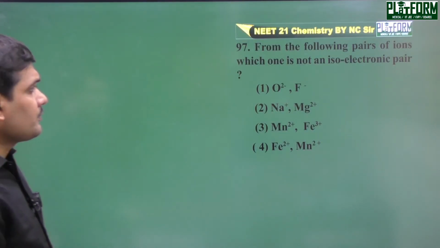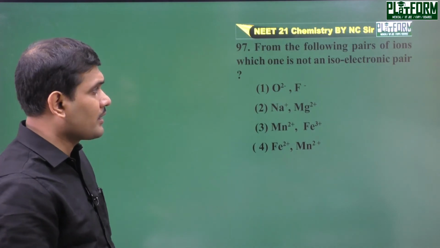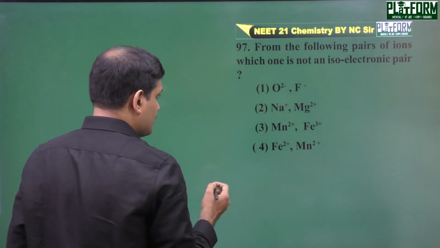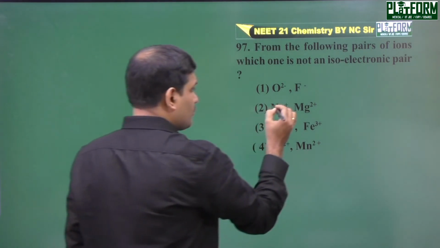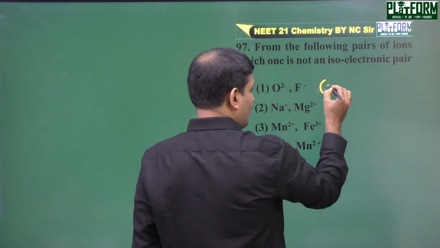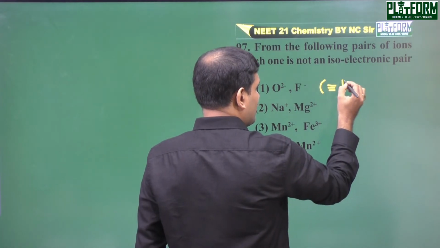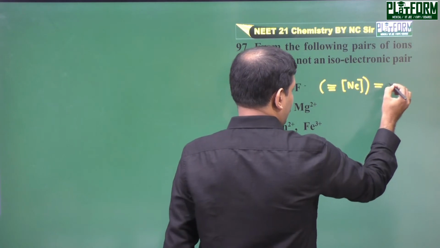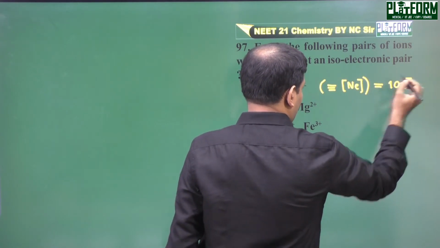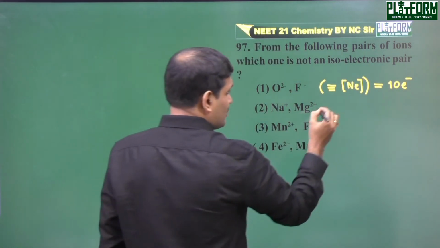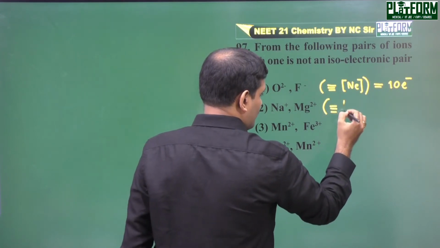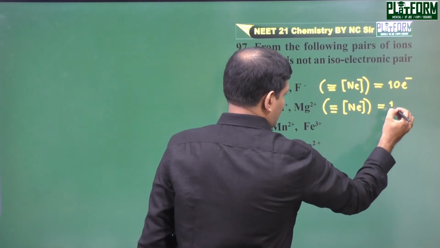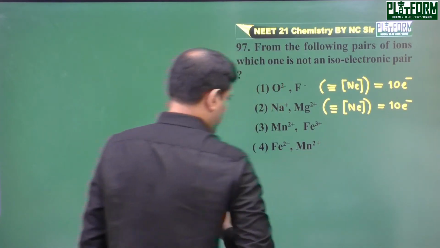Now, which of the following pairs of ions is not an isoelectronic pair? Isoelectronic means they have the same number of electrons. O2 minus and F minus both have the stable neon configuration, which means 10 electrons, so they are isoelectronic. Na plus and Mg2 plus also have the neon configuration with 10 electrons, so they are also an isoelectronic pair.